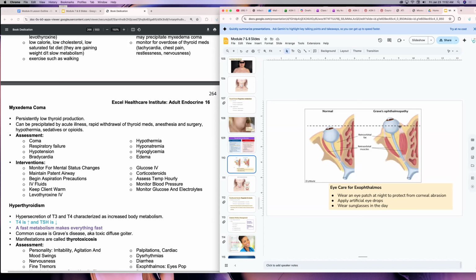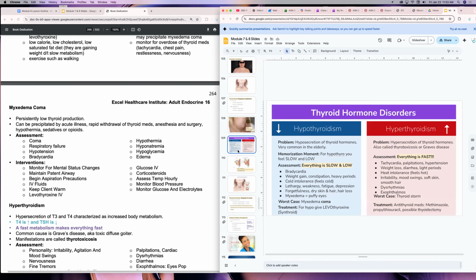It's called Graves' ophthalmopathy. Okay, so the treatment for hyperthyroidism is anti-thyroid medications like methimazole, propylthiouracil, which is also called PTU, and possible thyroidectomy. The worst case of hyperthyroidism would be a thyroid storm.